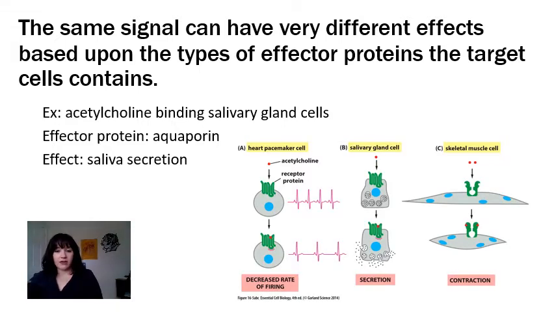Here we have 3 different examples. We've got heart pacemaker cells, salivary gland cells, and skeletal muscle cells that all have different responses to the exact same signal, acetylcholine.